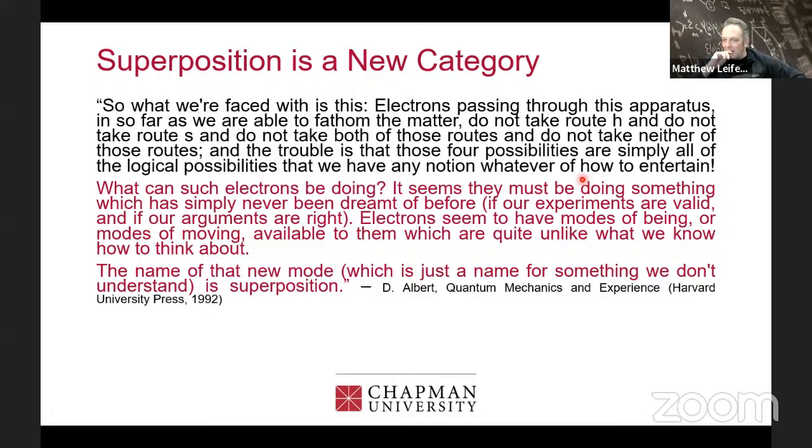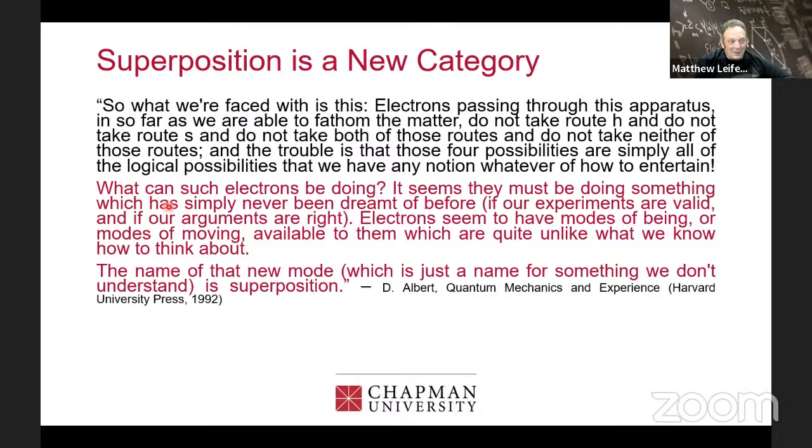There's also an argument that often appears in the philosophical literature, less so in physics. So here's David Albert giving this argument. The idea is that the superposition of two states is somehow a new category of existence. So if I have a superposition of being on the left and the right, that's somehow a completely different category than being on the left or being on the right, or just being uncertain about whether I'm on the left or the right.